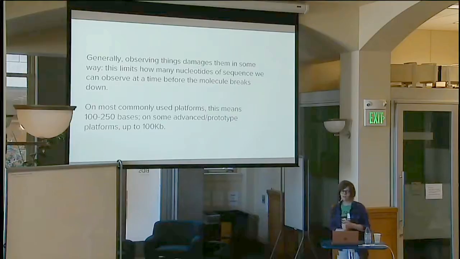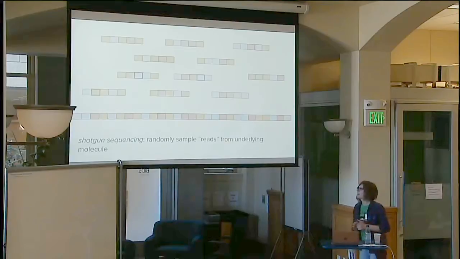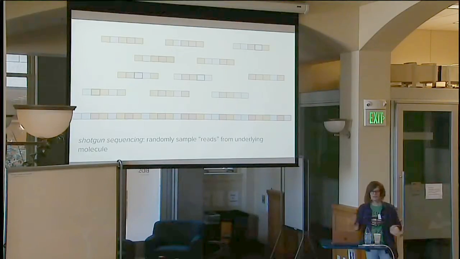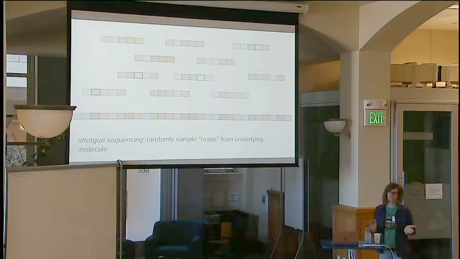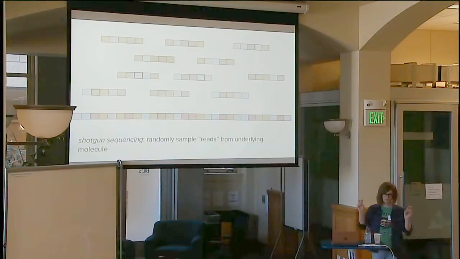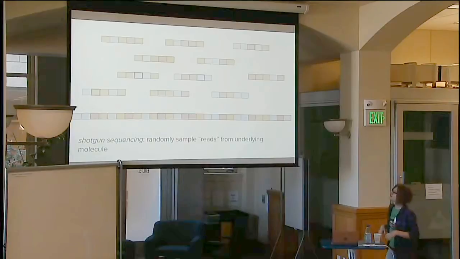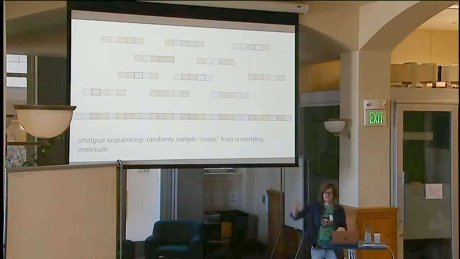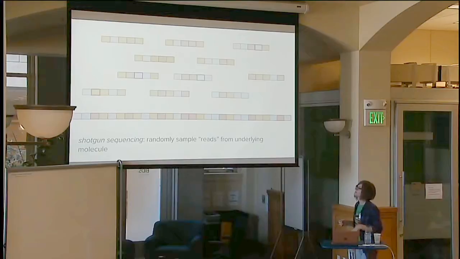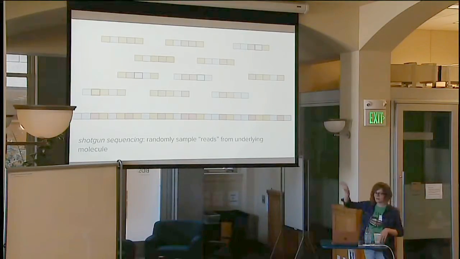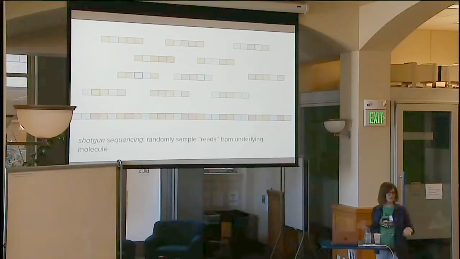There's some advanced platforms, prototype platforms that are being used now that get that all the way up to 100 kilobases with a really high error rate. But regardless, we're limited as to how much we can actually sample from some molecule of DNA. And so what this means is that the big thing that everybody uses currently is shotgun sequencing. What we do is we randomly sample reads, we call them, from the underlying sequence. So if this bottom bit here is our DNA molecule we're trying to sequence, what we're going to end up with are these overlapping samples, hopefully covering the whole sequence.